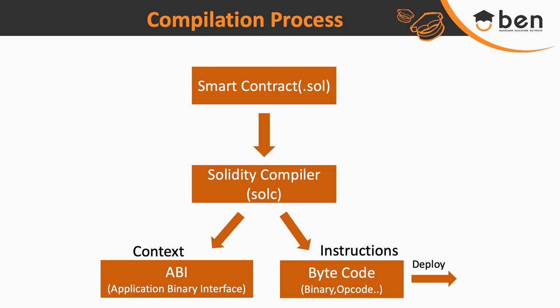This bytecode is further deployed on the EVM. So this is the whole process. You write your smart contract in a high level language like Solidity, and the compiler uses the version mentioned by you and compiles it into two files. One of the files is an ABI file which is used for learning the context of your program, and the other file is basically machine readable instructions, binary data, which is then deployed on the EVM. So that's it for the compilation process. Now let's discuss ABI and bytecode in detail.